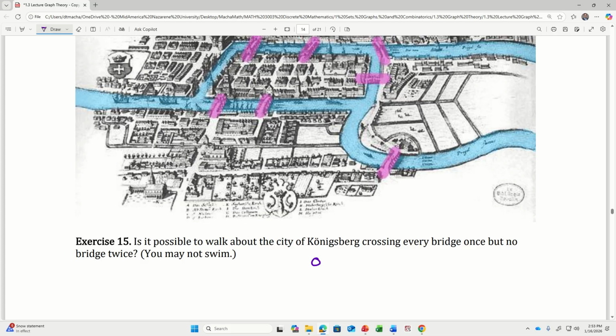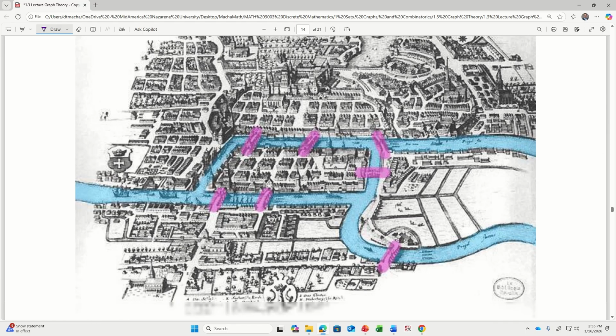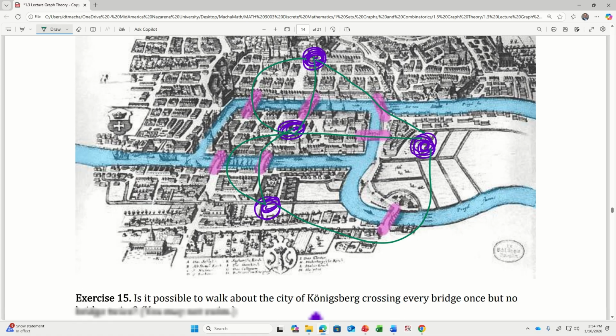You could represent the city as a graph. And this graph would have 4 nodes. Here's 1, 2, 3, 4. And then the bridges would be the edges between the nodes. And this is like a multi-graph, right? So I've got some parallel edges going on. I'll draw this again when it's not on the map.